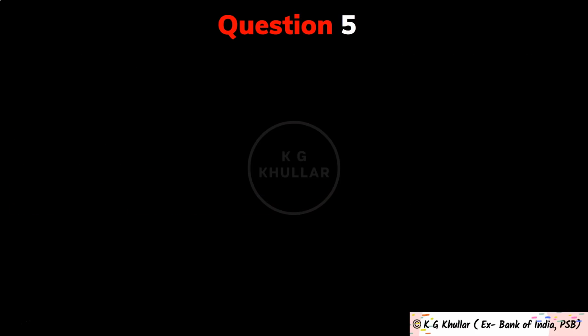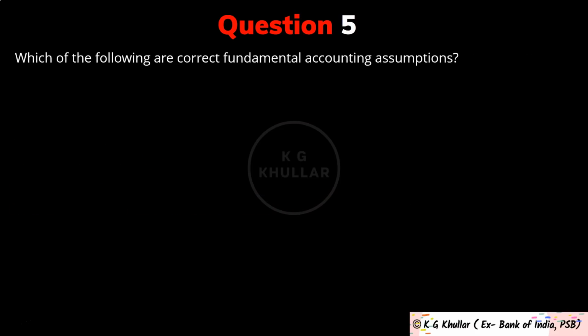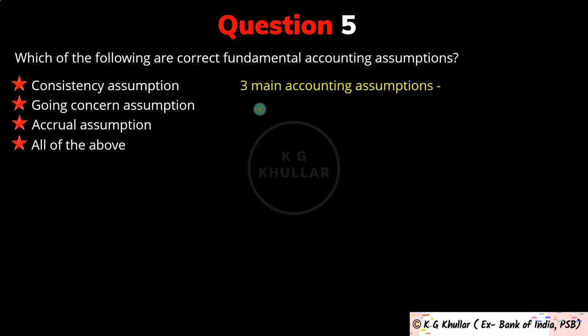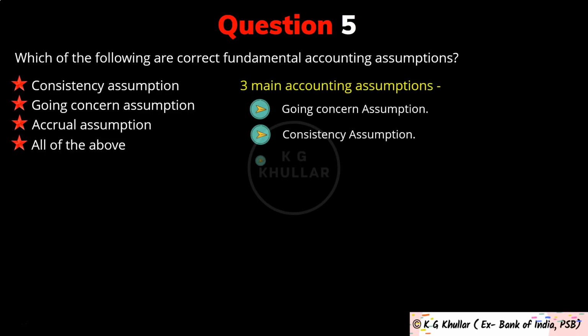Let's move on to the next question. Which of the following are correct fundamental accounting assumptions? And the first option is consistency assumption. Then second option is going concern assumption. Then third option is accrual assumption. And last option D is all of the above. Now friends, please note the three main accounting assumptions are going concern assumption, then consistency assumption, and lastly accrual assumption. So let's see each one of these in brief. So first is consistency assumption.